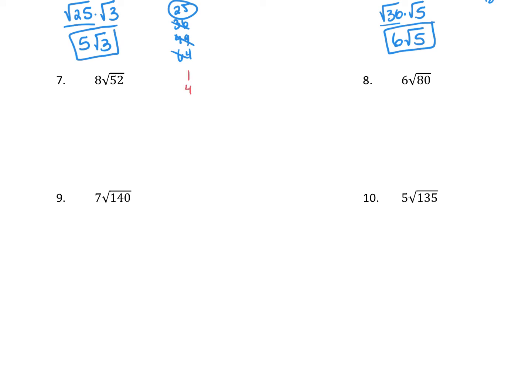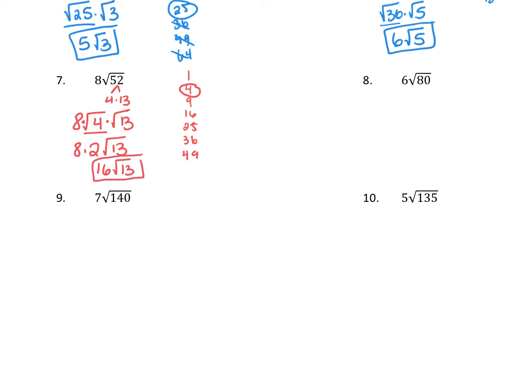So 1, 4, 9, 16, 25, 36, 49, 16, no. 9, no. So 4. So I guess 4 is the largest number that goes into 52. So 4 times 13. So I'm going to have 8 times the square root of 4 times the square root of 13. Well, square root of 4 is going to become 2. So I'm going to have 8 times 2 square root of 13, which will give me 16 square root 13. So whatever number ends up being the perfect square, I'm just going to multiply that answer times the number that's in front.